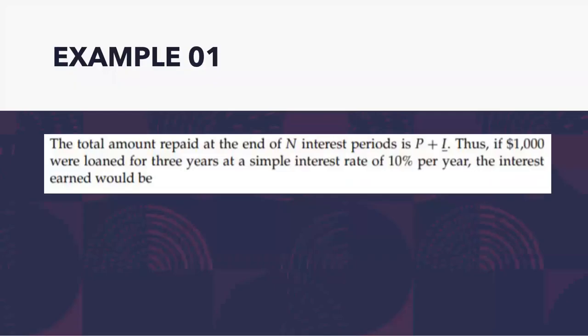So with this formula, let's try to do this example in class. The total amount paid at the end of n interest periods is P plus I. P is the lent amount plus I is the interest that is paid. Thus, if $1,000 were loaned for 3 years at a simple interest rate of 10% per year, the interest earned would be, so this is just a simple calculation just to practice the previous formula. Can you please do it quickly and put your answers in the chat so we can move forward with the answers that you have gained?